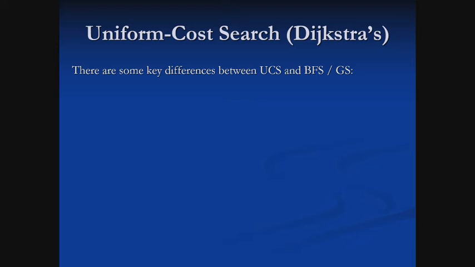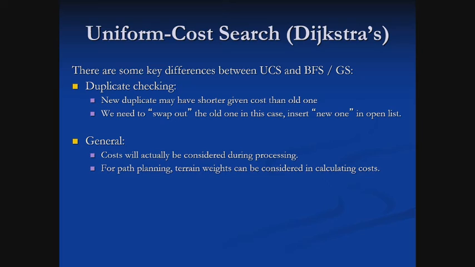So some key differences with uniform cost search compared to greedy best first and breadth first search. First, that duplicate checking. We do need duplicate checking. We need to check if we've already found a node, that node we're about to insert into our open list. We have to check if it's already been visited before. And if it has been visited before, we check, well, is it a better path to that? Do we have a lower given cost with the new way that we found to the same node that we found as a duplicate? If we have found a better path to this duplicate location, we're going to swap out the old one with the new one. In the case that we don't find a better solution, we just ignore the worse solution.